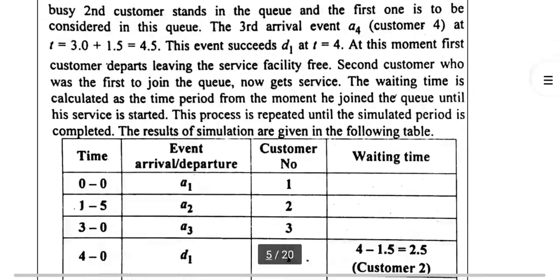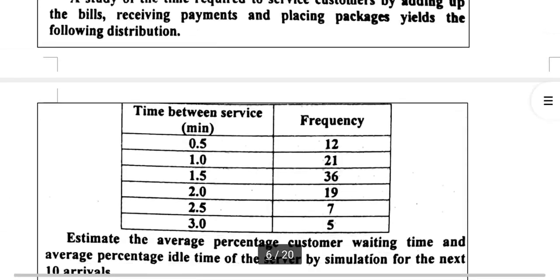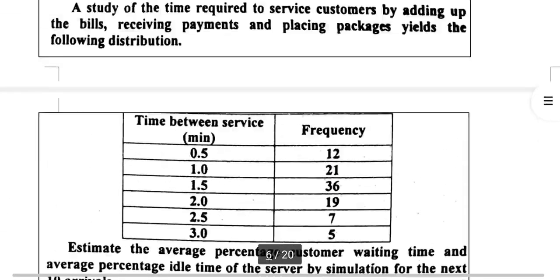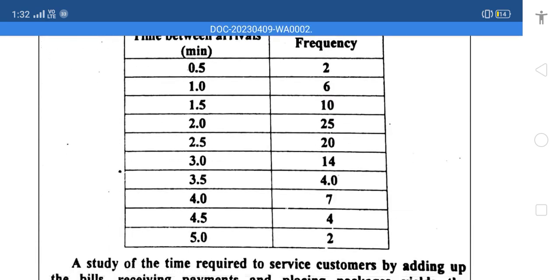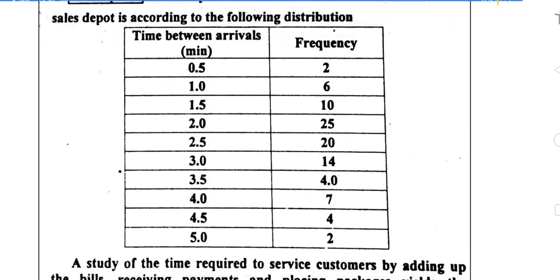So let us see the first problem based on the simulation. In this problem, a sample of 100 arrivals of customers at a retail sales store is according to the following distribution. The arrival times are given with the corresponding frequencies: 0.5, 1, 1.5, 2, 2.5, 3, 3.5, 4, 4.5, 5. The frequencies are 2, 6, 10, 25, 20, 14, 4, 7, 4, 2.